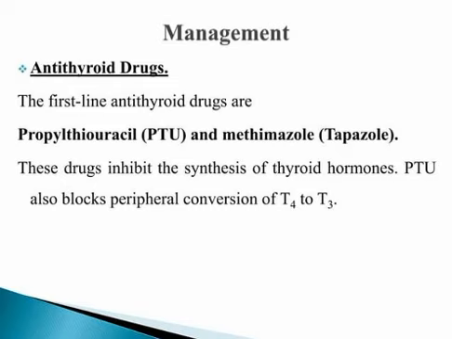Next will be the anti-thyroid drugs. These are the first-line drugs, mainly the pharmacological management. In the first-line drugs, we can usually use propylthiouracil and methimazole. These drugs inhibit the synthesis of thyroid hormones, and they also block the peripheral conversion of T4 to T3. So these are the first-line anti-thyroid drugs, propylthiouracil and methimazole.